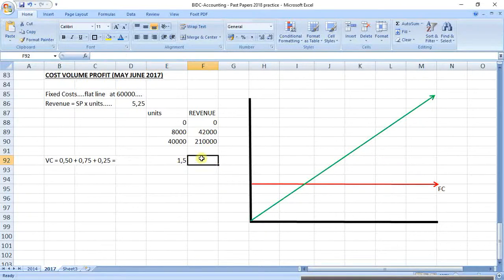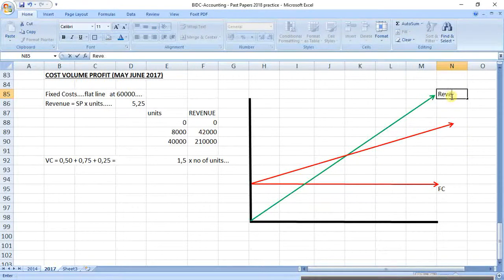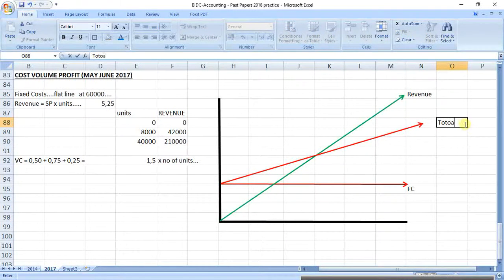Okay, so then I need to times this by the number of units. So that's the slope basically. If you look at my graph, you can see that I've got a revenue function. If I want the total cost function, it's going to start at the fixed costs, and it's going to go up. Okay, so that was the revenue. And then the total cost is 1.5 times the number of units, whatever the number of units are.